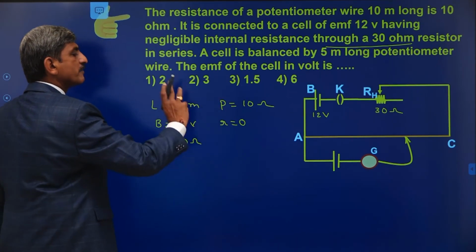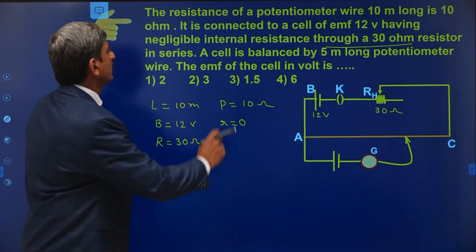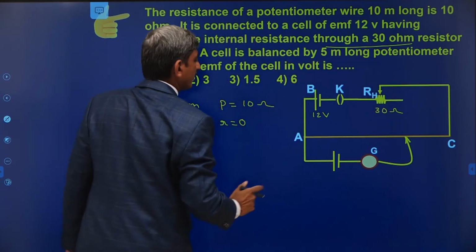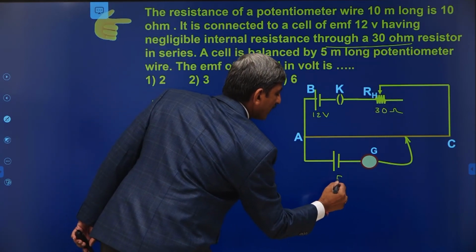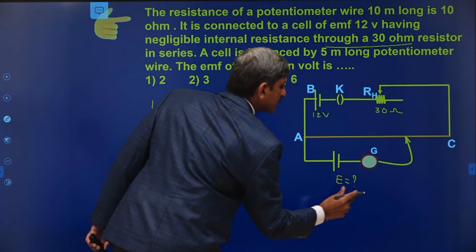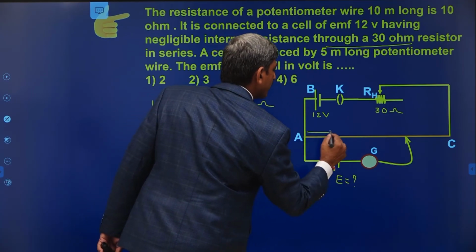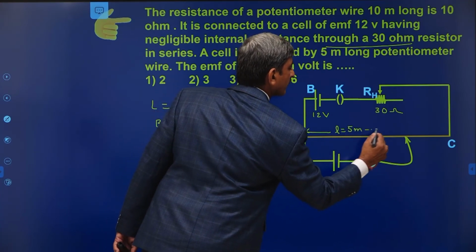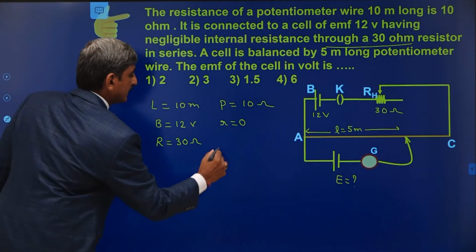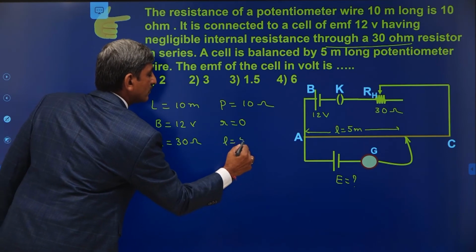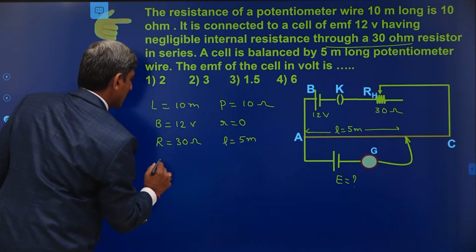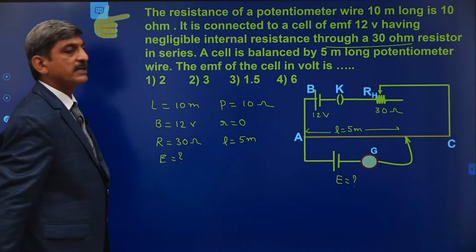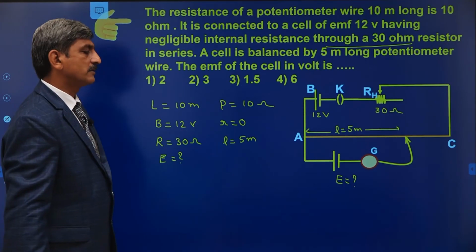So all the values in the primary circuit are given. A cell is balanced by a 5 meter long potentiometer wire. That means this is the cell of EMF E, which is unknown for us. It is balanced for a length of 5 meters. That means the balancing length L is equal to 5 meters, and we want to determine the EMF of the cell connected in the secondary circuit.